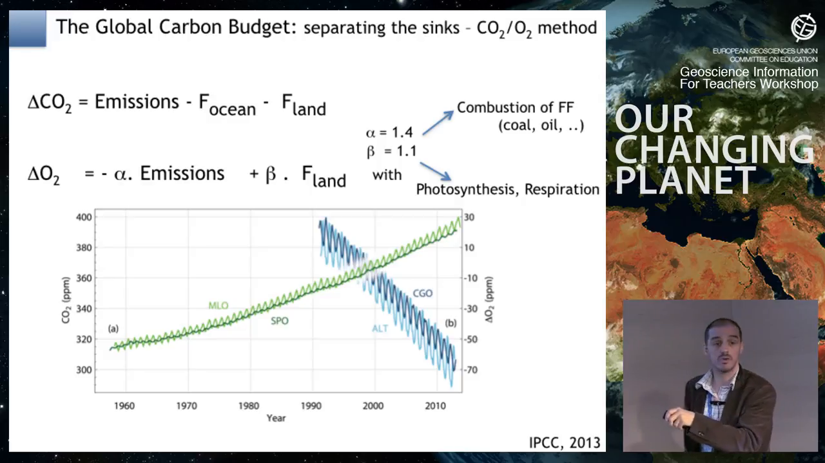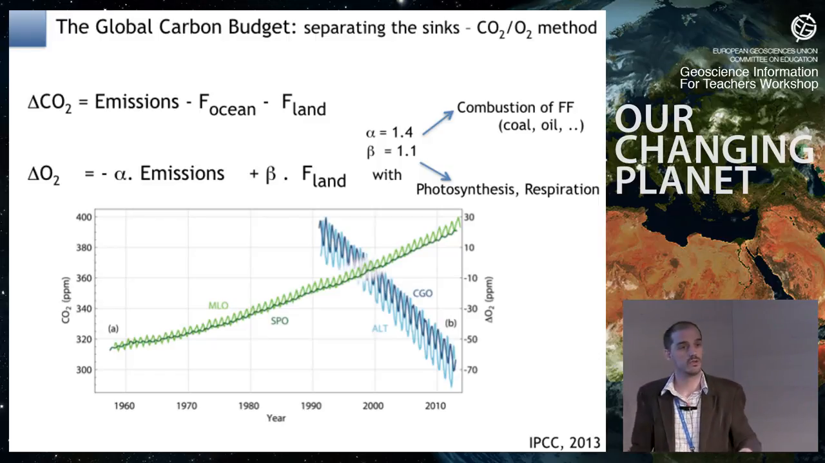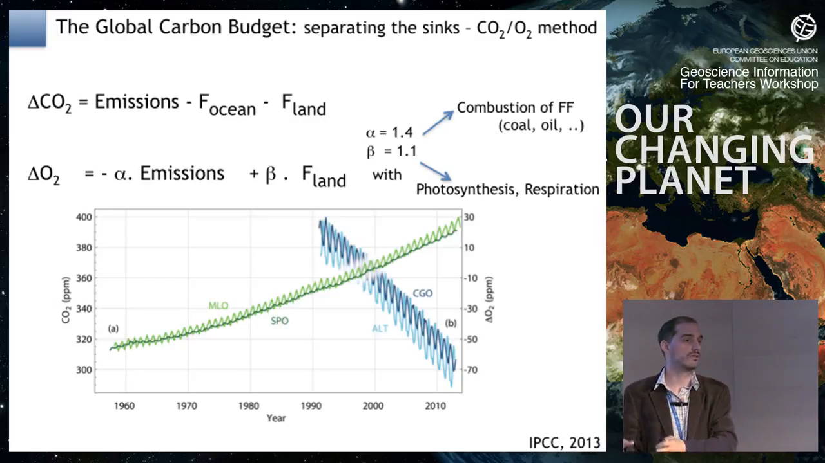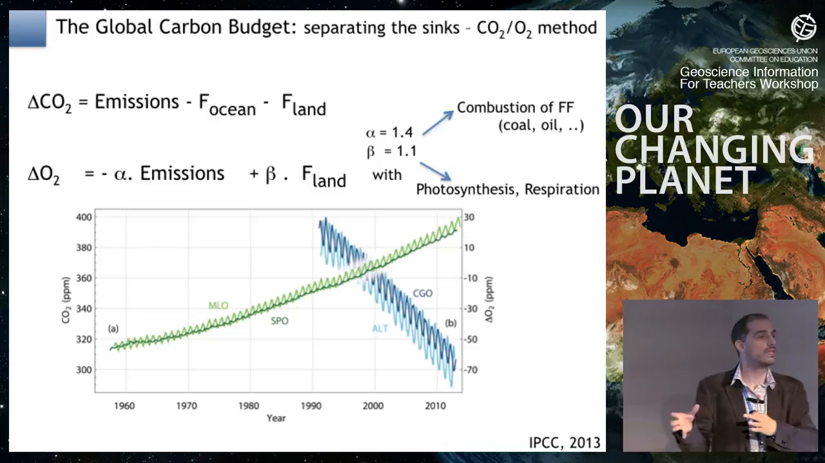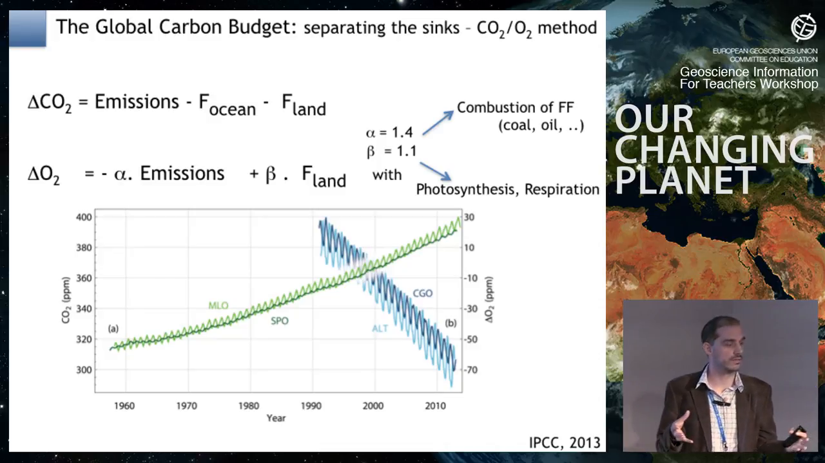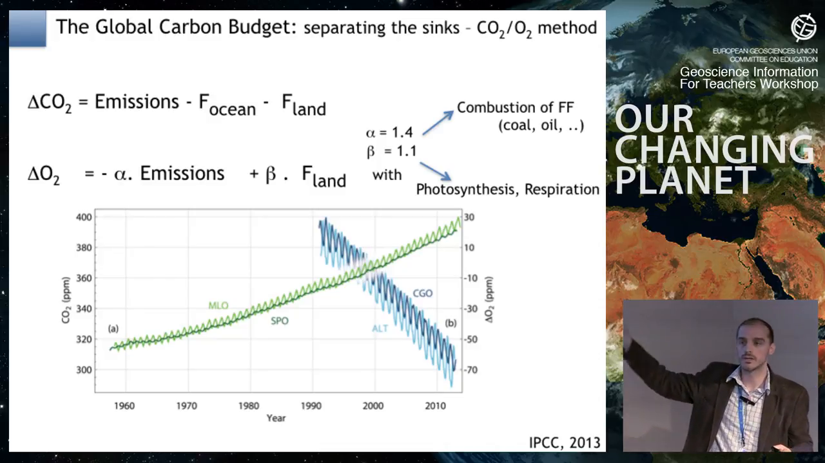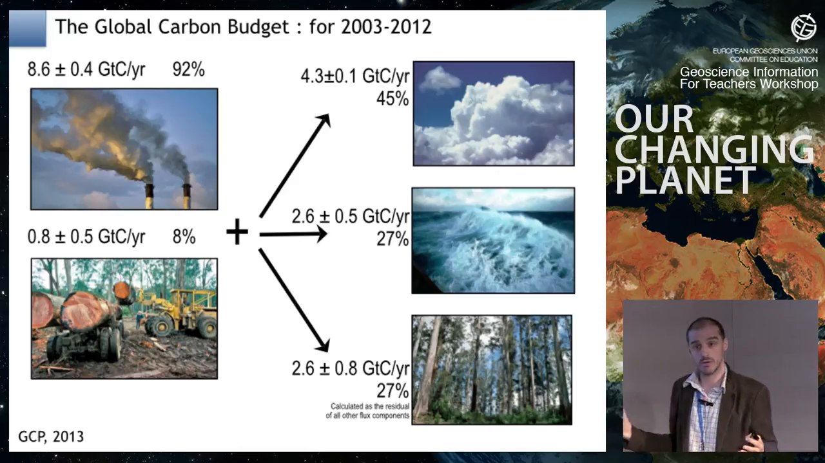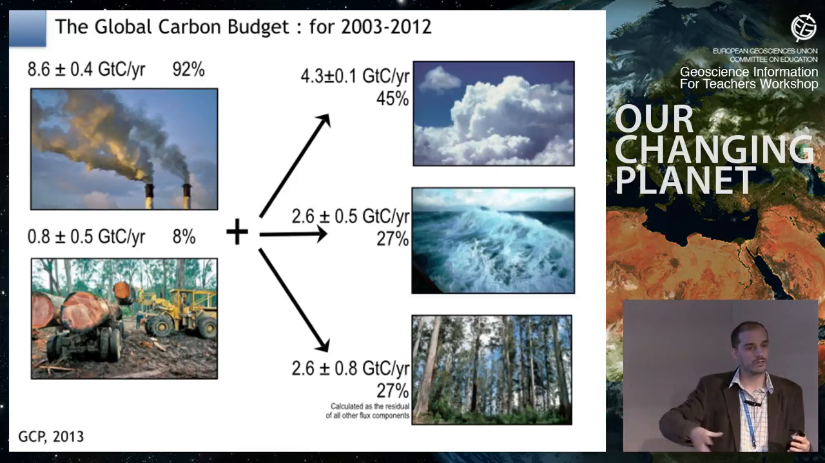And then you have a system of two equations. You know delta CO2 and delta O2 that you measure in the atmosphere. You know the emissions. You know alpha and beta. And then you can solve this system and you get the carbon sink to the land and the carbon sink to the ocean. So that's a very elegant way of decomposing, of solving the carbon budget. So now we combine this oxygen CO2 method with other methods. But what I will show you now is the global carbon budgets that we obtain from this method and also from other methods.